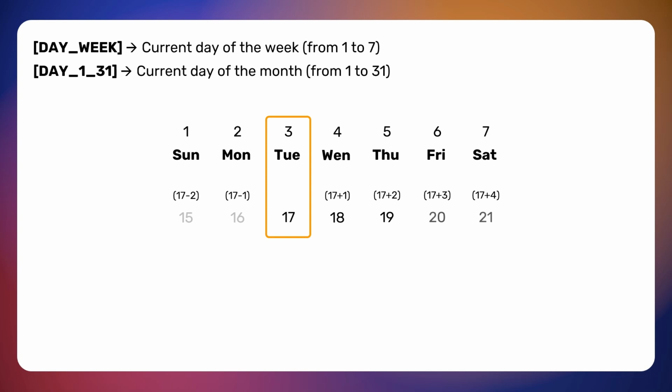It also works the other way around, we just need to keep the same logic. For example, Monday is represented by the number 2. 2 minus 3 equals minus 1. The current day of the month, 17, plus minus 1 equals 16.